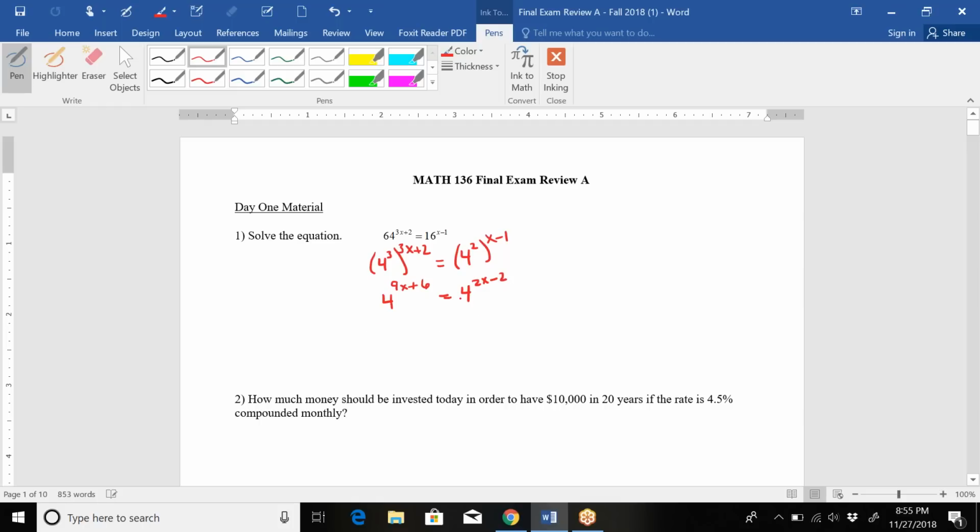So once you have one base just on each side, you set the powers equal. So we set 9x plus 6 equal to 2x minus 2. We're going to try to solve this. So we're going to subtract the 2x over. That would make that 7x plus 6 equals negative 2. We're going to subtract the 6 over to isolate our x. So that's going to be negative 8. And then we divide both sides by 7. So it comes out to an answer of negative 8 over 7.